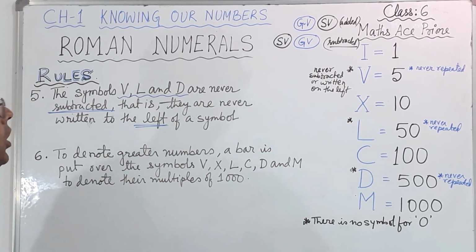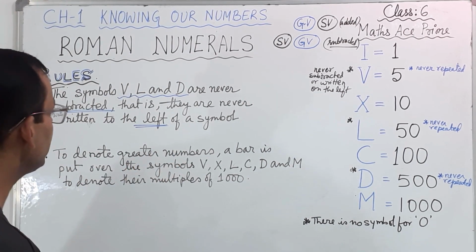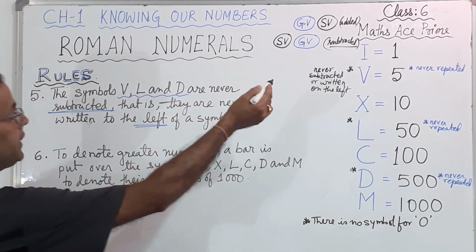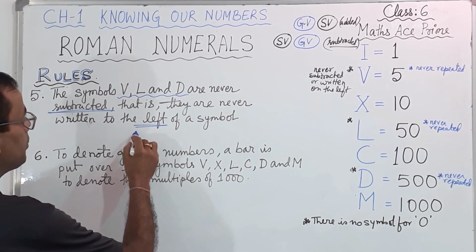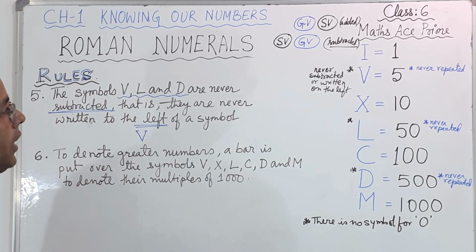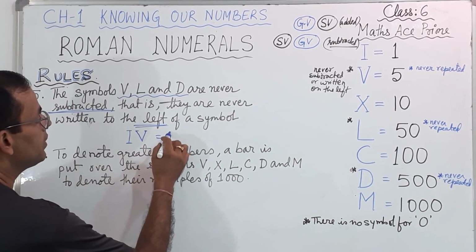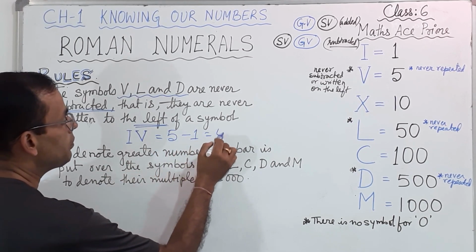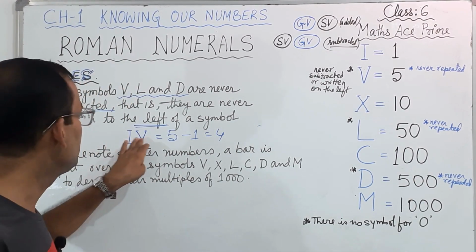Understanding or not? So they are never subtracted. That means never written on the left or to the left. Clear? Other than that you can write. Suppose I take one example, where the greater symbol is V, and I write I here. So what does this mean? This is 5 and I can subtract 1, so it becomes 4. Clear? So I can be written on the left side of V.